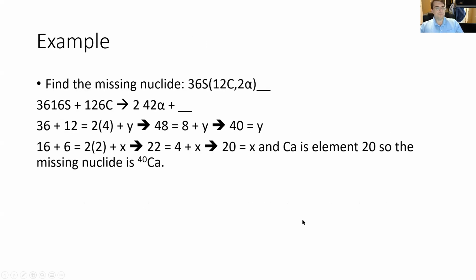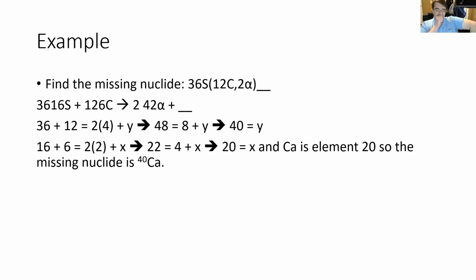So, this one got screwed up in copying. That should end up being a sulfur-36, so the 36 should be up on top. It gives you carbon-12 and 2 alpha particles. Wow, that looks bad. So 36, 16, and that got screwed up in the conversion. That should be a 36 on the top for the sulfur, a 16 on the bottom, 12 on the top, 6 on the bottom for the carbon, and the 2 alpha particles, 4 on top, 2 on the bottom.